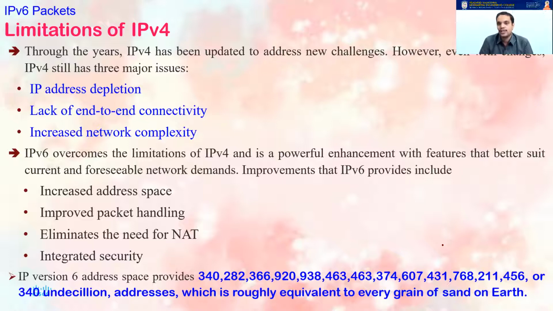These are the three major issues which IPv4 faces. The address space is not sufficient, the usage of network address translation increases the complexity, and once you use NAT, the end-to-end connectivity, which is mandatory for some applications if you use TCP, is not present. So we want to go for a new version which does the same job for your network layer, and the new version is IPv6.